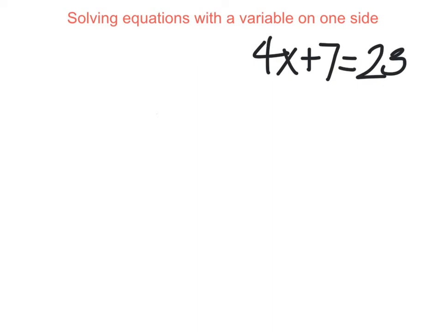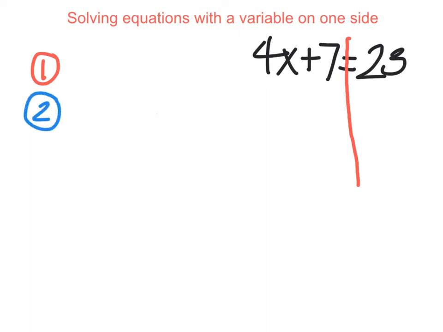So recall that when we're solving equations with a variable on one side, the very first thing we're going to do is draw our line through our equal sign. What this does is it just helps us distinguish which side of the equation is what. And then for step 2, we are going to label our sides.